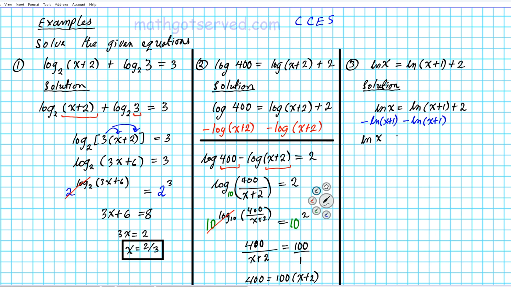So we have ln x minus the natural log of x plus 1 equals 2. This is the resulting situation when all the log terms are collected to one side, namely the left side. Now we're going to go ahead and condense. We have a difference of logs here. So remember the quotient property for logs.